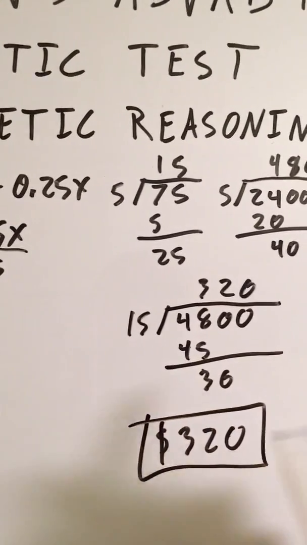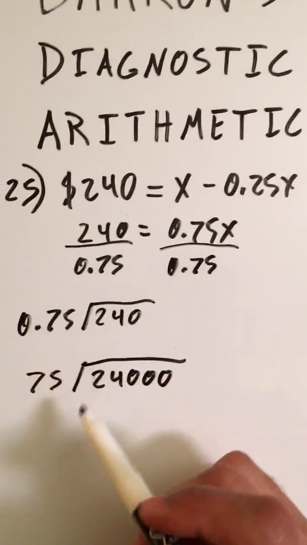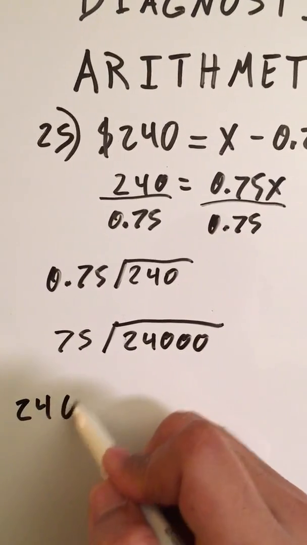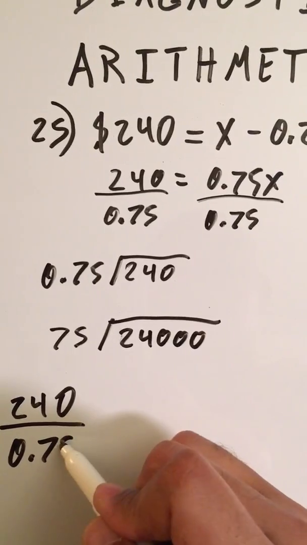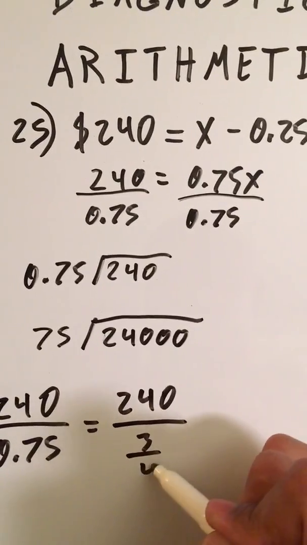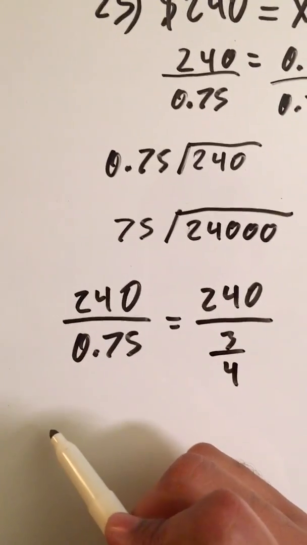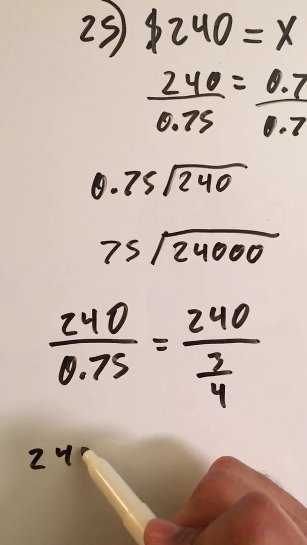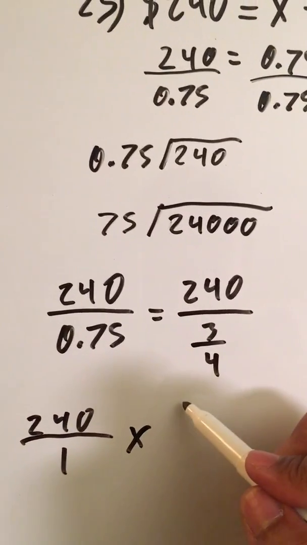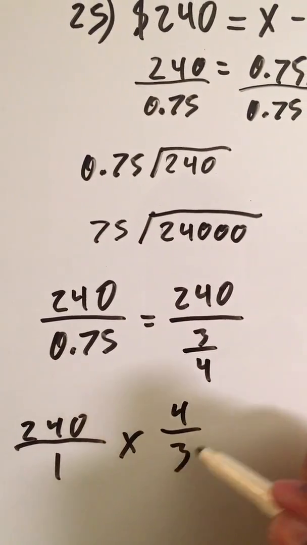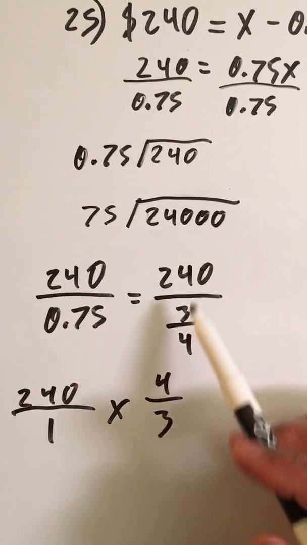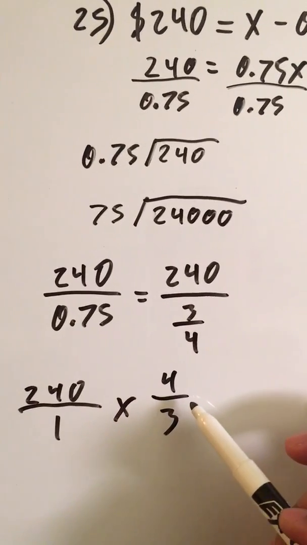There's an additional way to solve this. When we look at the problem like this, we know that 240 divided by 0.75 equals 240 divided by 3 over 4, which equals 240 over 1 times 4 over 3. Remember, when we divide by a fraction, we multiply by the reciprocal of that fraction. So we're dividing by 3 over 4, we're multiplying by 4 over 3.